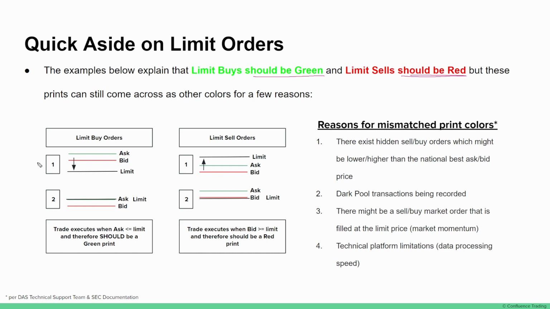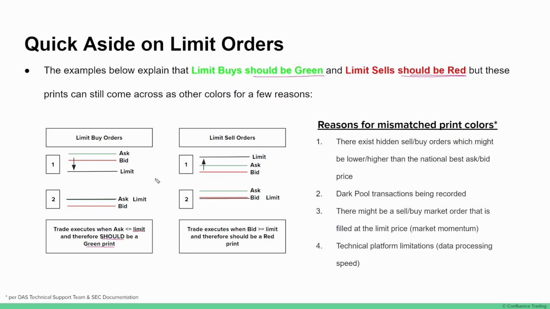Basically what happens is you have step one, you put out a limit buy order, okay? So price is up here, this is the bid-ask spread, that's step one. In order for your limit to get filled, the ask price has to move down to at or below the limit price. And so therefore, this should be a green print, right? Because you are executing either at or below the ask.